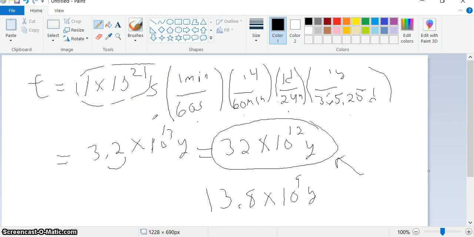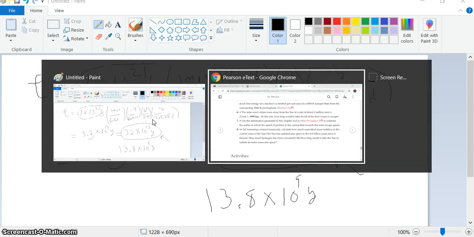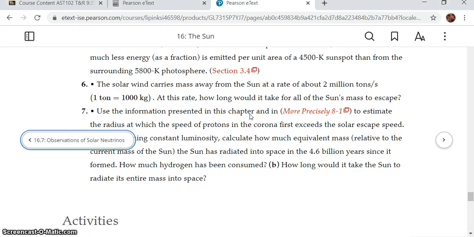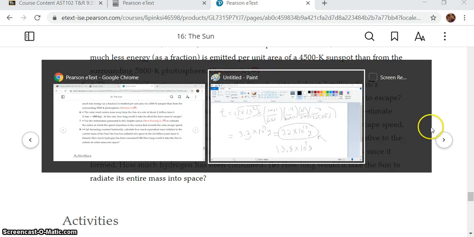All right, let's look at the next problem. Let's go back to this. The next problem says, use the information presented in the chapter to estimate the radius at which the speed of protons in the corona first exceed the solar escape speed. So we got to know what the solar escape speed is. Let me set this problem up.